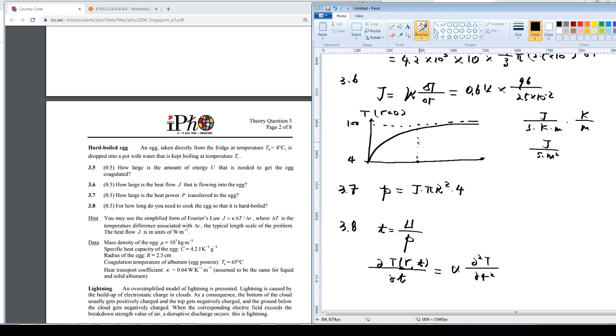So really, it will take a very long time for the center to reach 100 degrees Celsius. And this solution is an approximation. This is maybe a characteristic time where the temperature at the center reaches maybe 100 degrees Celsius minus 4 over e plus 4, something like that. It's not fully heated up yet.